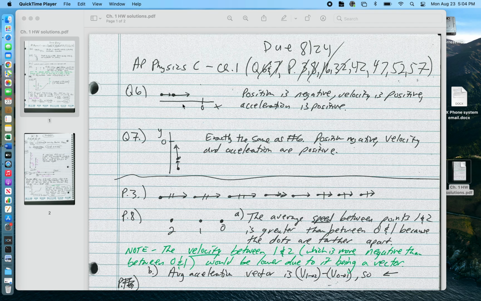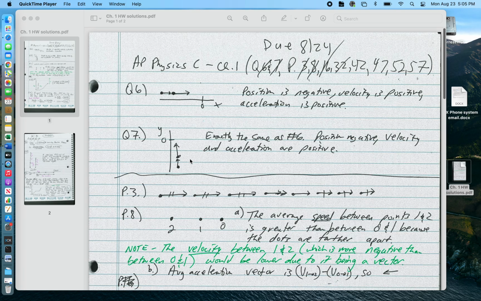This was an object going to the right, but it started behind or to the left of 0. This was going up, but it started below or under 0. So both of these actually have the same answers. Position was negative, velocity is positive because we think of right and up as positive, and acceleration was also positive.